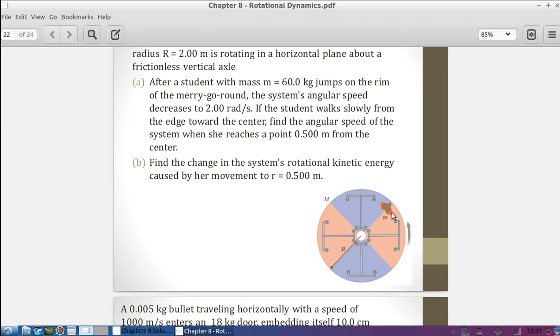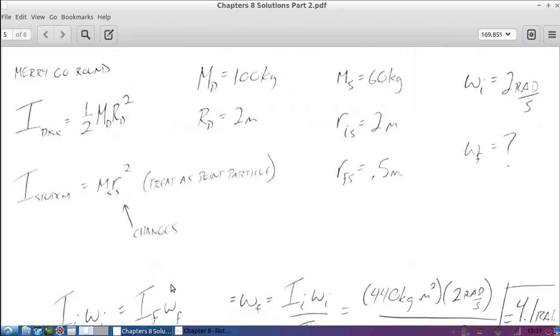All right. There's no net torque on the system. The student and the merry-go-round is one system. Okay. So I'm going to treat it as one object, one system, no net torque. So I'm going to say that angular momentum is conserved. I've got the moment of inertia for the merry-go-round. I'm going to model it as a cylinder or a disc, 1/2 mr squared. I have my quantities. I've got the mass of both the student and the merry-go-round, the radius of the merry-go-round, the initial position of the student, and then the final position of the student.